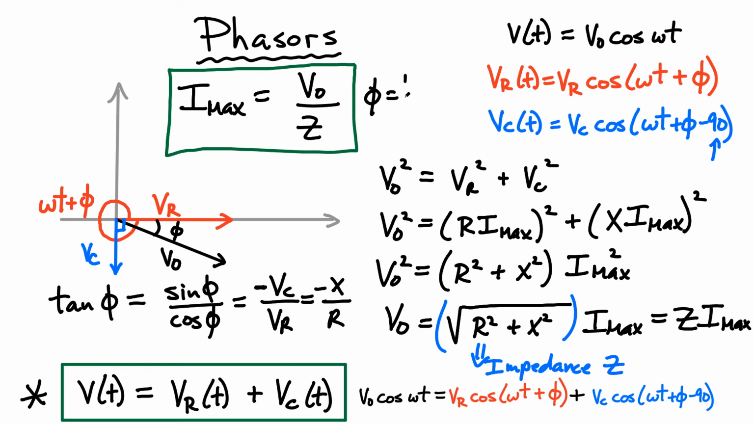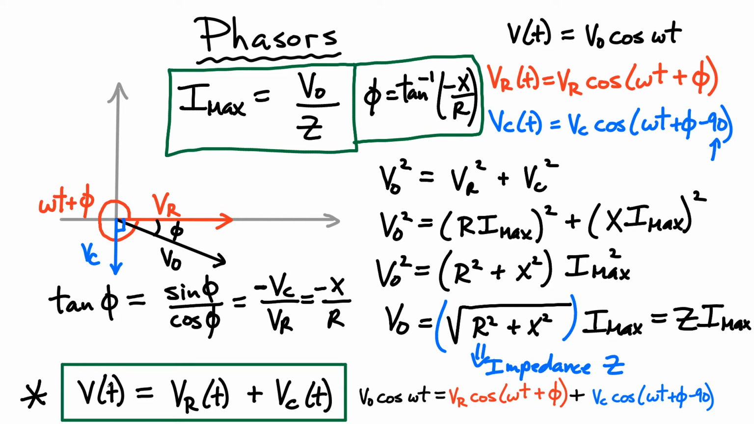So let's go ahead and write that out. Inverse tan of minus X divided by the resistance. Let's also include that one in the green box. This is how you can solve very simply for the maximum current and for that phase angle, which gets plugged into all of these expressions.